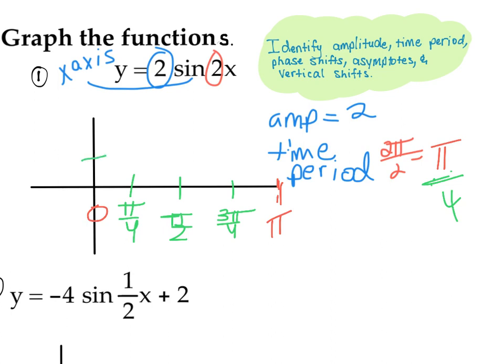Then I'm going to identify my amplitude. So the highest it goes is 2. The lowest it goes is negative 2. And where did you tell me my sine curve starts? At the x-axis. So I go here, and I go which direction? Up. I go up because it's positive. Good. Back to the x-axis. Down here. Back to the x-axis. And you connect in a nice, smooth curve. Okay, let's look at the second one.